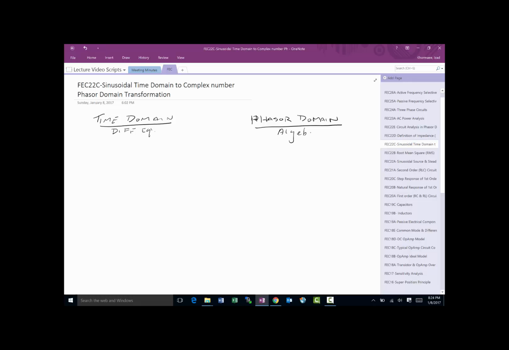So what we will over the long haul do is we will transform, this is called the transform, our circuits to Phasor domain and solve them in Phasor domain. I probably should have put this over here. We would solve it in this domain, and then when the solution is finished, we'll bring it back here. This is called the inverse transform.